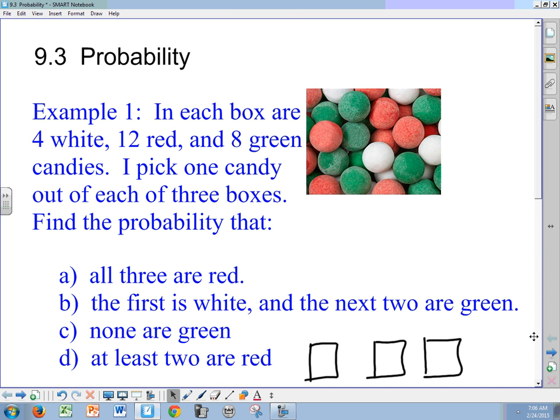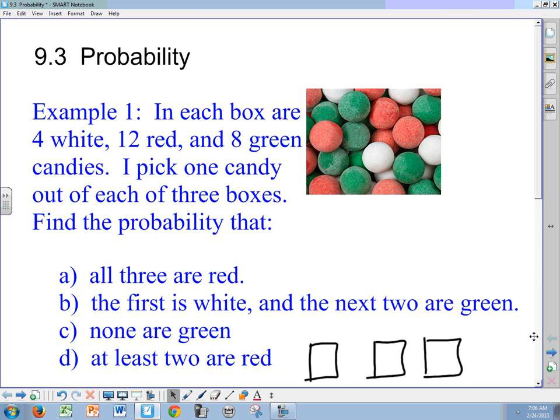In this first example, we're looking at three different boxes of red, green, and white balls, little candies, and I'm going to pick one out of each of the three boxes. So this is an example of what we call with replacement. We have three separate boxes, therefore the probabilities won't change.